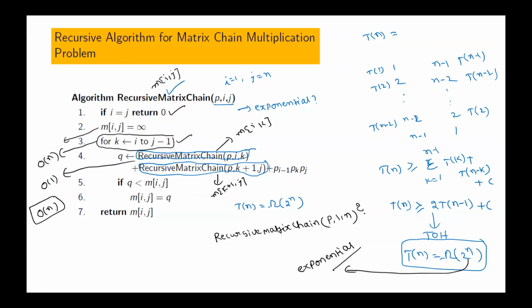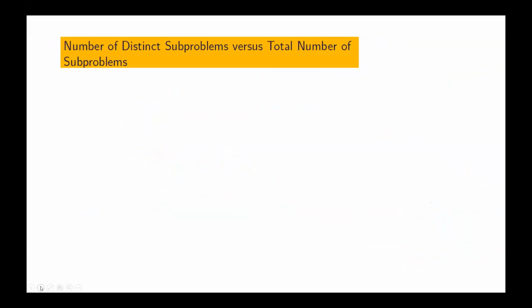Okay. Now you tell me, for example, if we want to calculate the product of, say, A4, A5, A6, A7, something like this, we want to calculate the product. That means what is this value? M[4,7]. Is that correct?